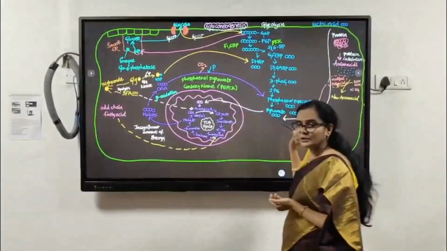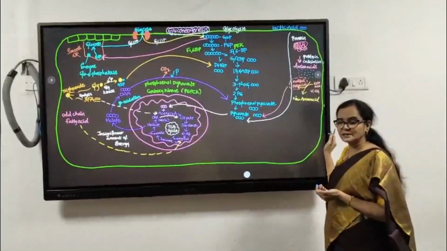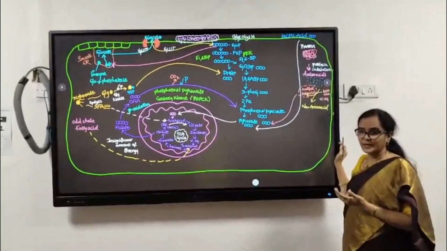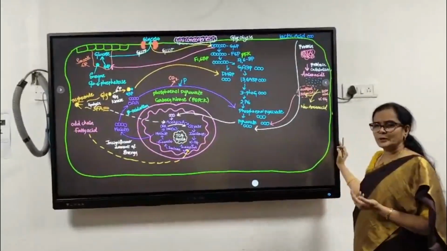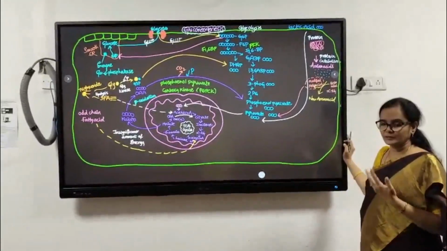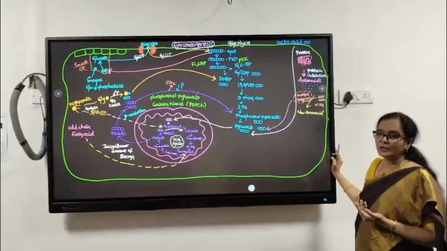So this is about gluconeogenesis. During hypoglycemic conditions, and because a continuous supply of energy is needed by the brain, and the brain primarily depends on glucose for its energy, gluconeogenesis is important. So this is about gluconeogenesis.